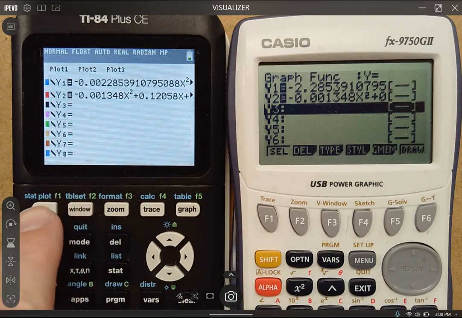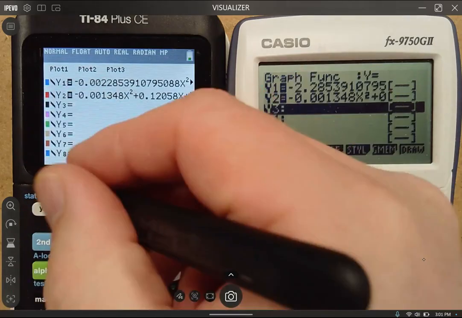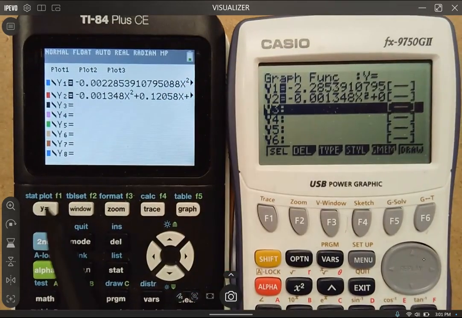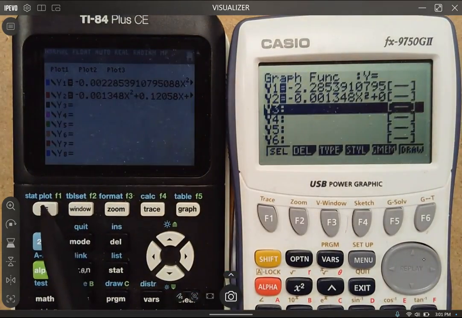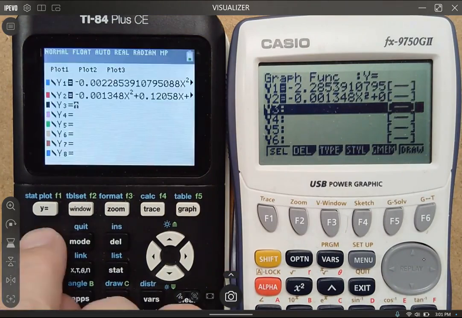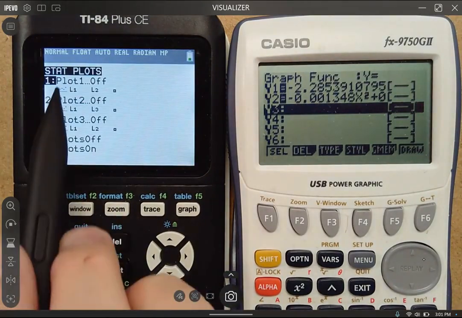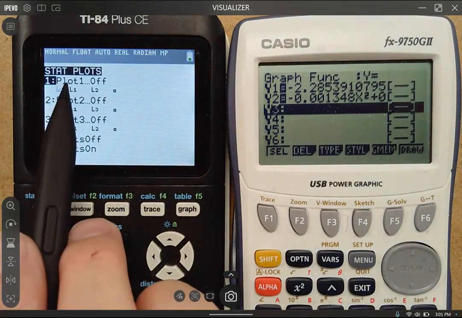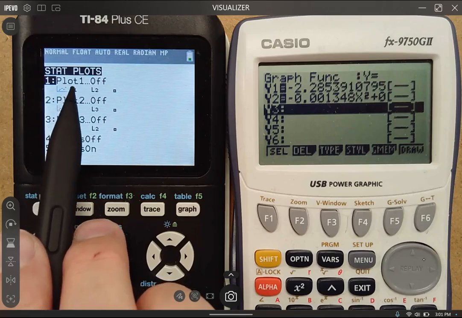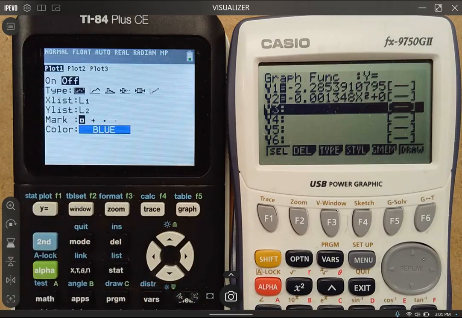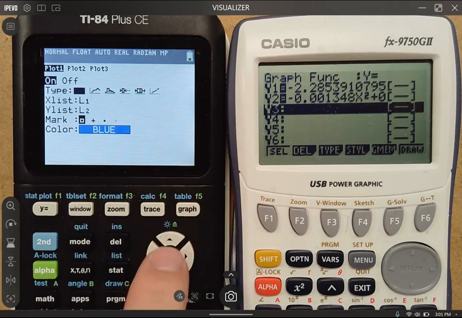We're going to go to stat plot, which is here in blue, above the y equals. So we have to go second y equals. And here are all my plots. I'm going to go ahead and enter into number 1. So just select it, enter. And we're going to go ahead and turn it on. I'm going to just use the dots there.